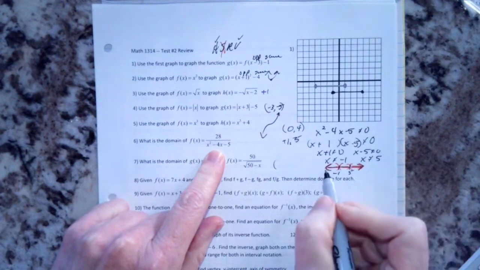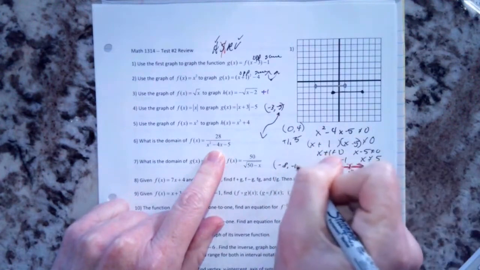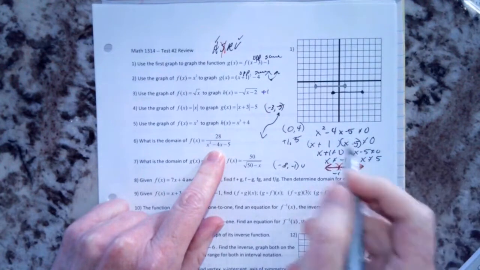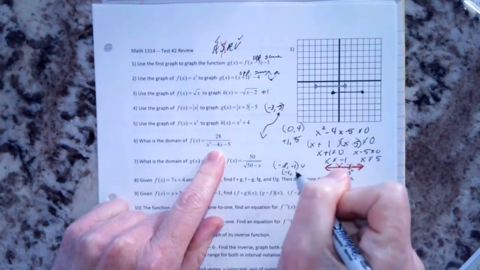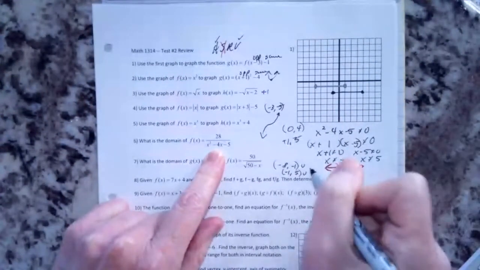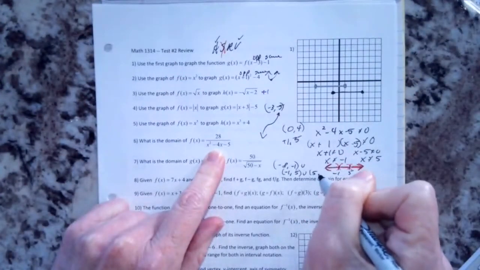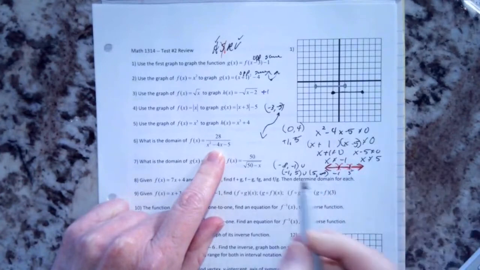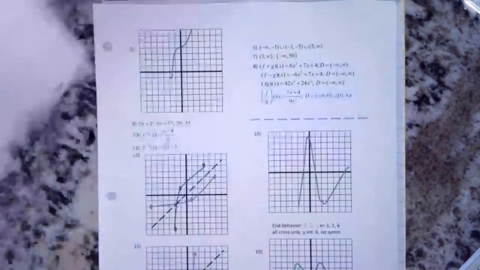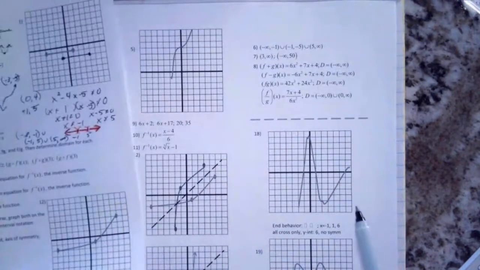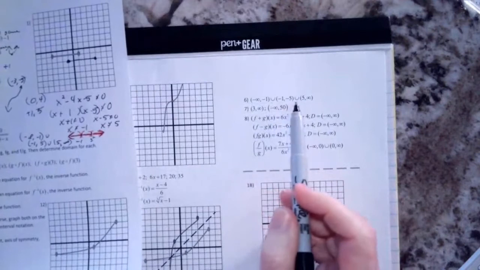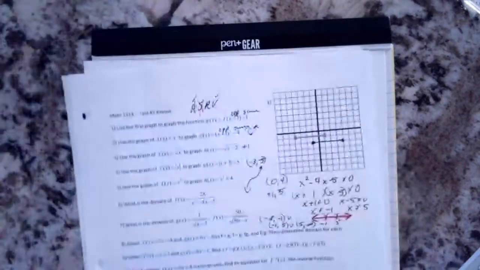So the domain here will be -∞ to -1. Union, we need this gap in here between -1 and 5. Union, this piece out here, 5 all the way to infinity. So those three in a choo-choo train. Remember, the answers are back here. See, that was number 6 right here. Same thing. So the answers are back here if you need reference for them.